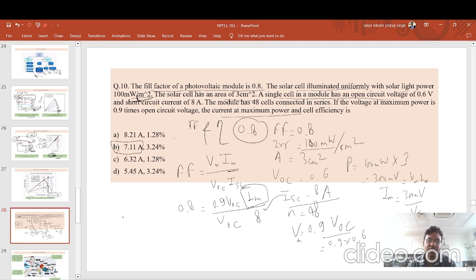And how do you find this efficiency? Efficiency is what could be generated, that is VOC and ISC, versus what has been generated, that is VmIm. And for VmIm you have this 300 milliwatt, and you can put in this VOC value.